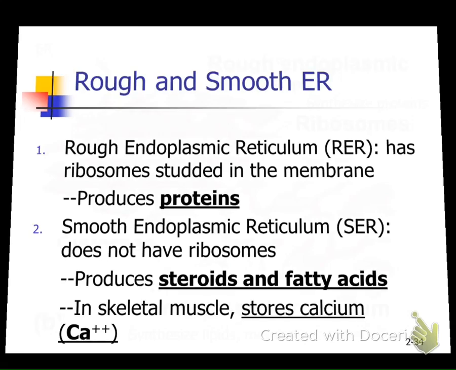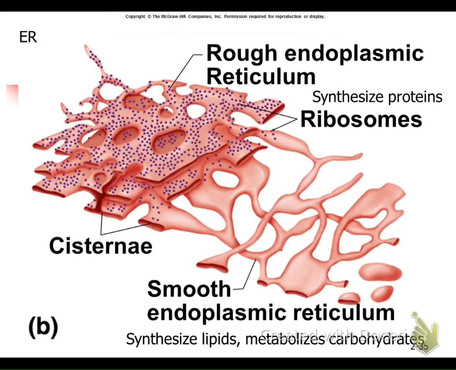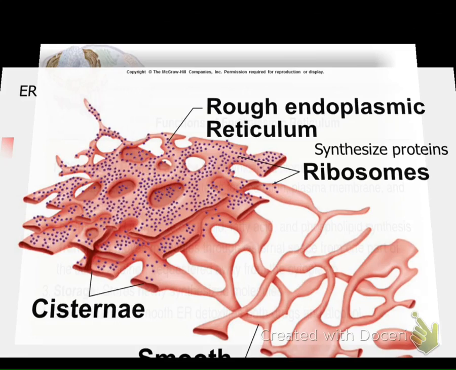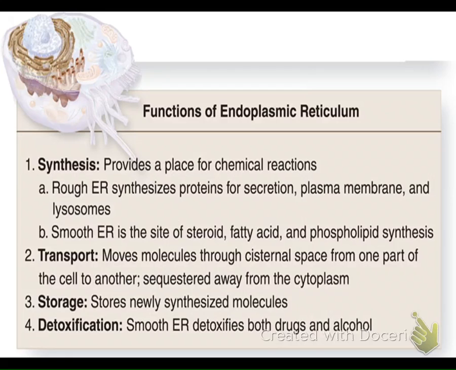So lipid production. As a cartoon picture, again, in the upper left, you see all the dotted structures. Those are the ribosomes. That'd be rough ER. And then further away from the nucleus will be a cluster of membranes without ribosomes, the smooth ER. A few more functions just to look at here.